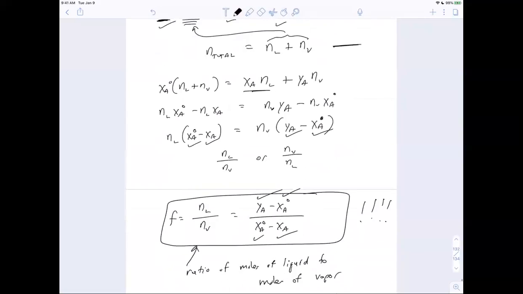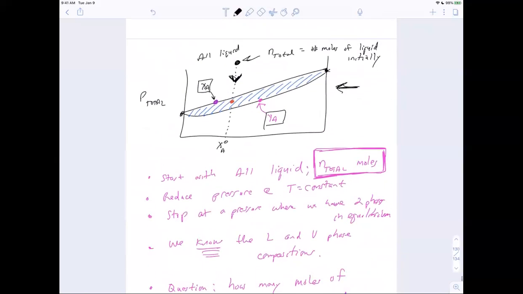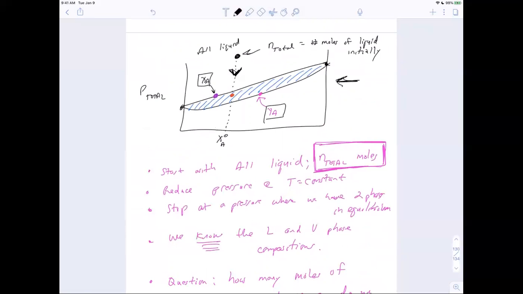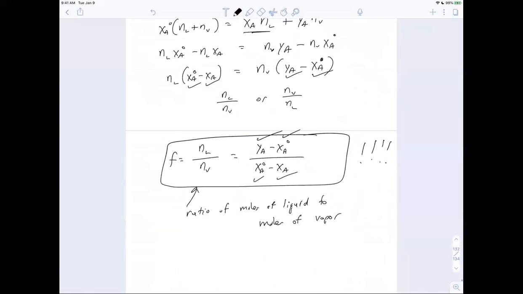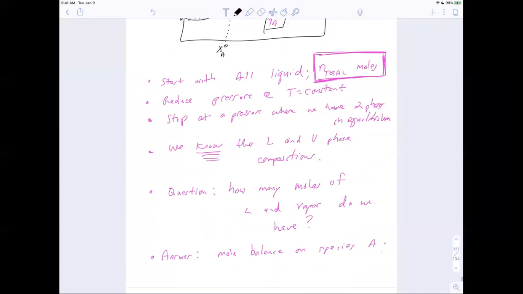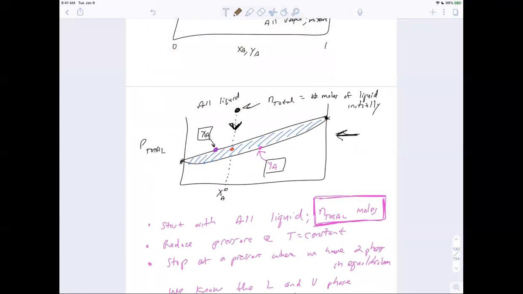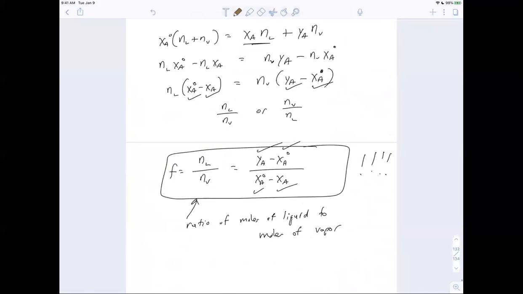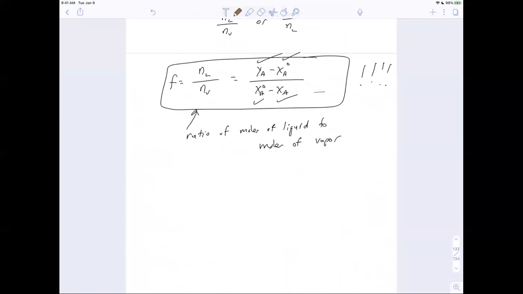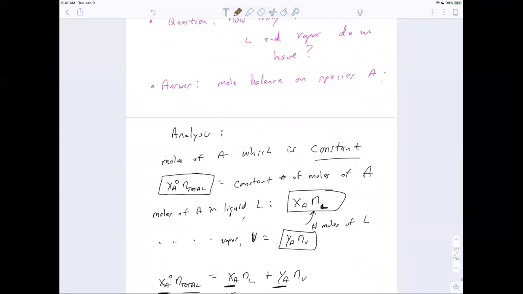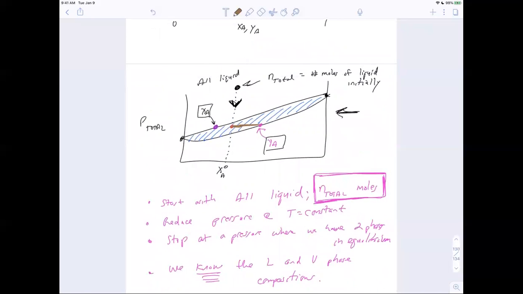So what does this mean? Well, if you look at this geometrically, what this is saying is that the ratio of liquid to vapor is given by this ratio. So what is YA minus XA naught? Well, YA minus XA naught is this distance right here. That's YA minus XA naught. And then XA naught minus XA, which is on the denominator, is this distance.